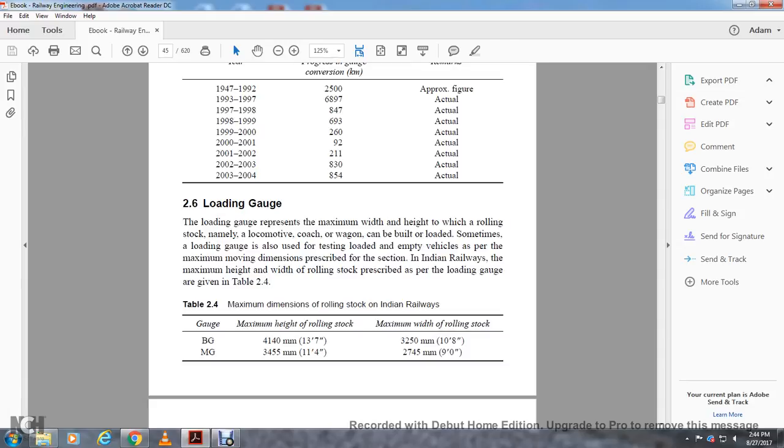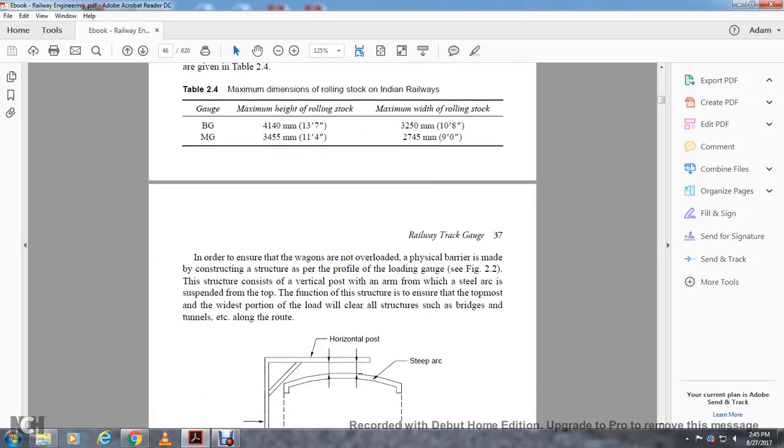The loading gauge represents the maximum width and height within which the rolling stock, namely the locomotive, coach and wagon, can be built and loaded. Sometimes the load gauge is also used for testing loaded and empty vehicles as per the maximum moving dimensions prescribed for the Indian Railways. The maximum height and width of the rolling stock are prescribed per the load gauges given in Table 2.4. For broad gauge, the maximum height of the rolling stock is 13 foot 7 inches and the maximum width is 10 foot 8 inches. For meter gauge, the maximum width is 11 foot 4 inches and the maximum height is 9 foot.